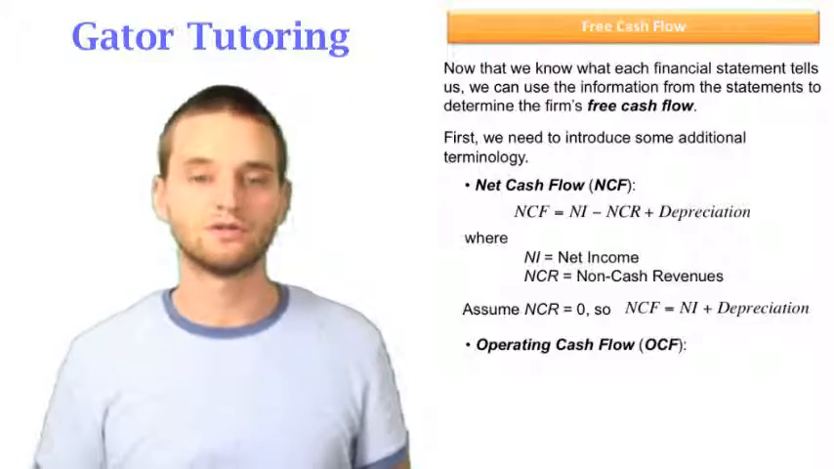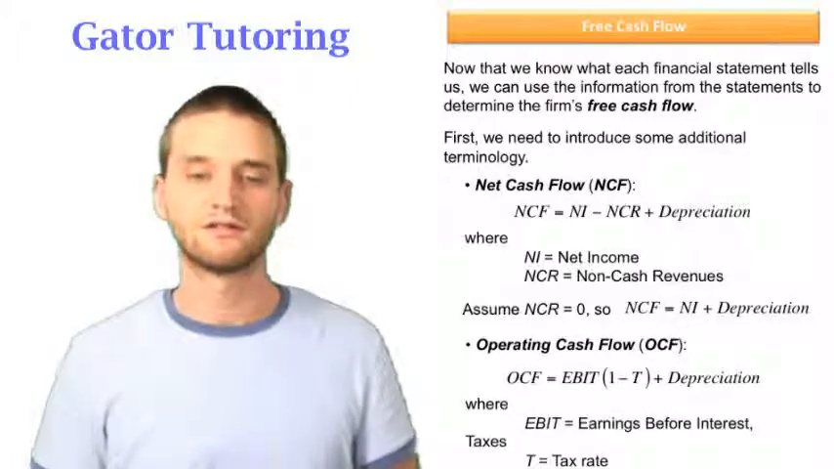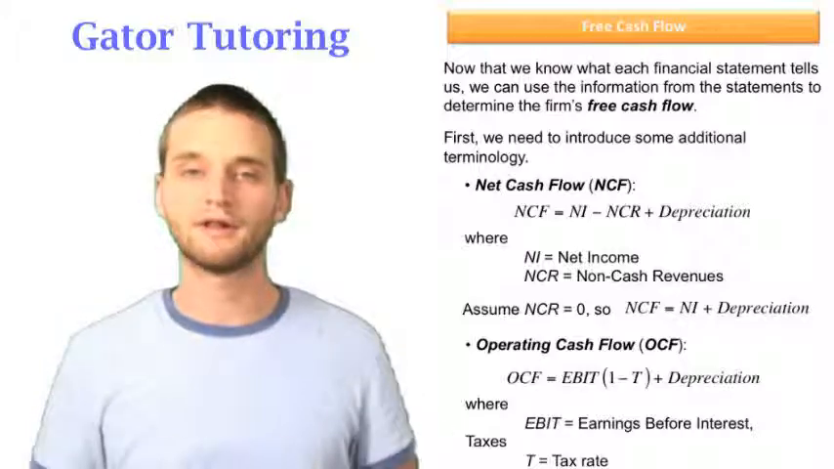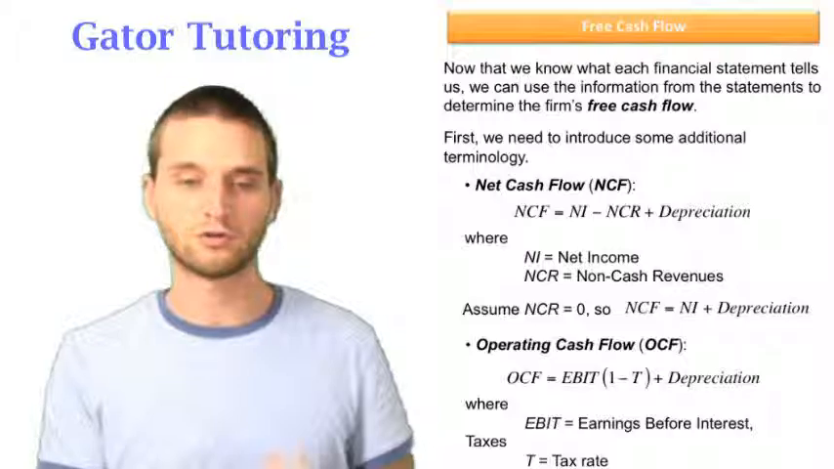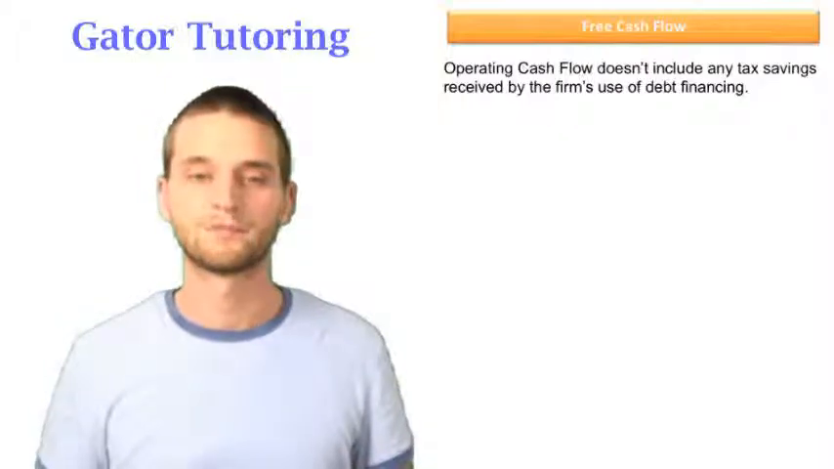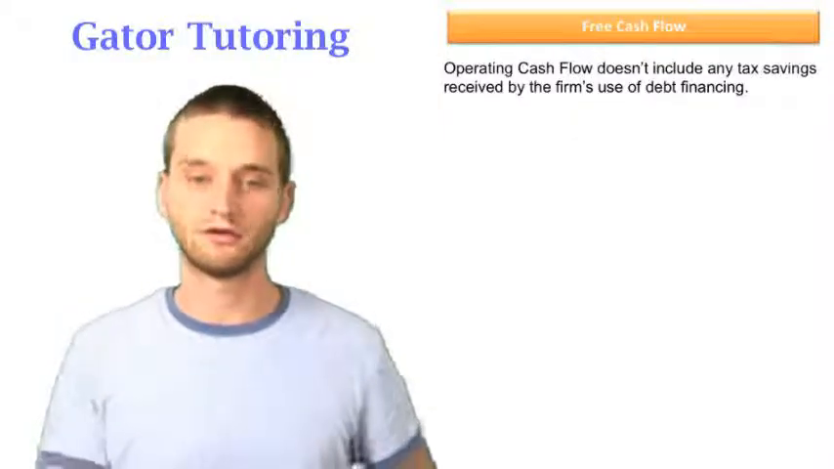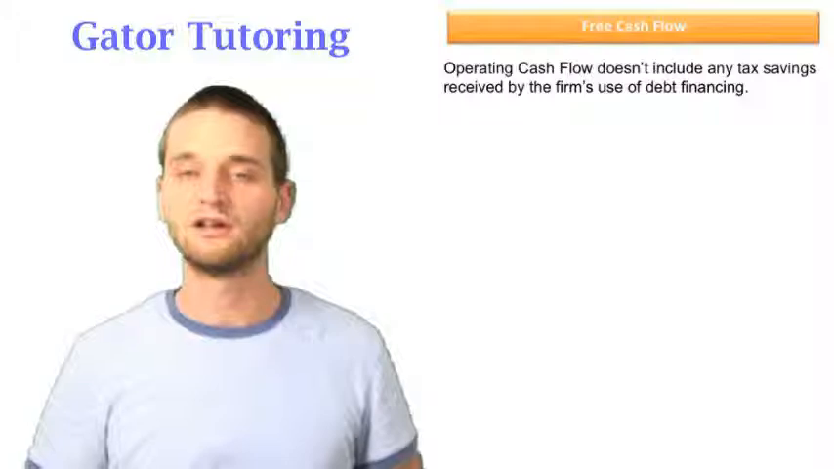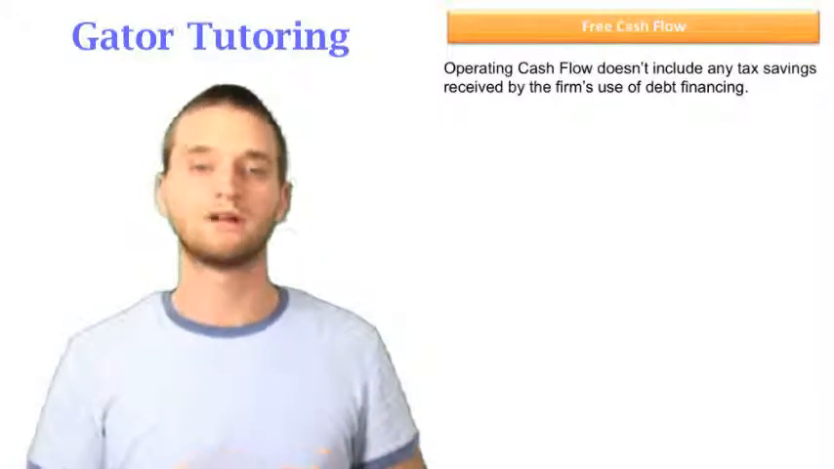Operating cash flow, OCF, is equal to our earnings before interest and taxes times 1 minus the tax rate plus depreciation. So again, where EBIT is earnings before interest and taxes, and T is our tax rate. Operating cash flow doesn't include any tax savings received by the firm's use of debt financing. So we know that when the firm uses debt financing, it creates a tax shelter, while operating cash flow ignores that.